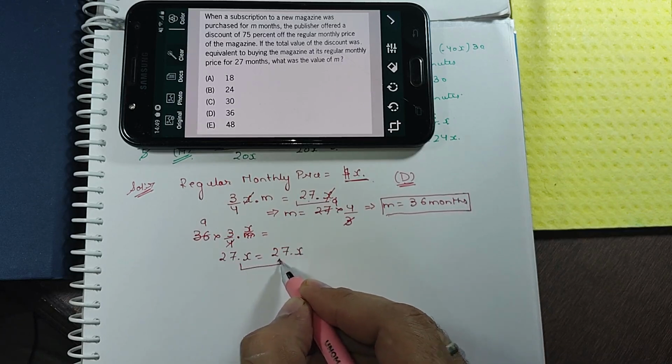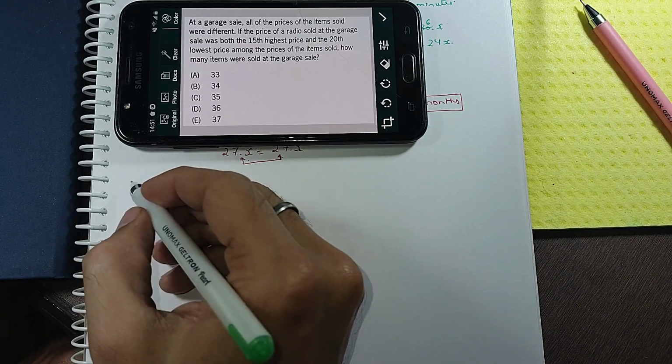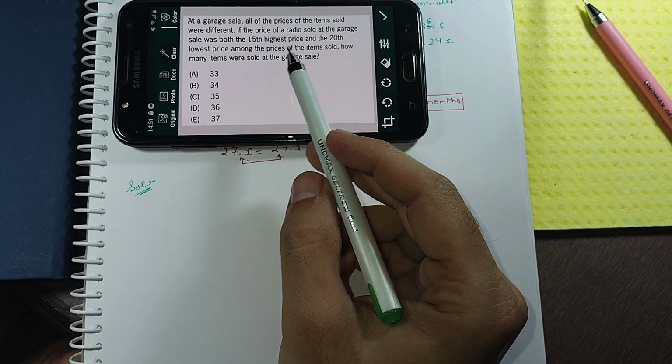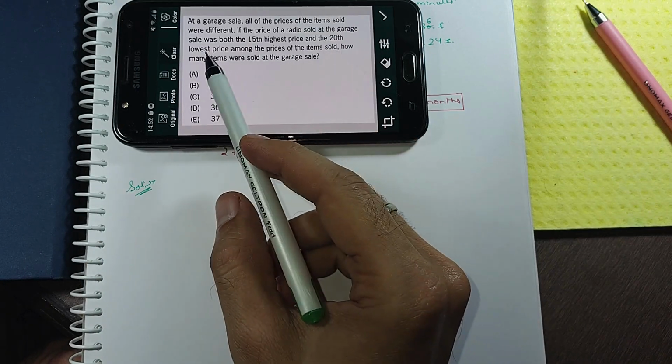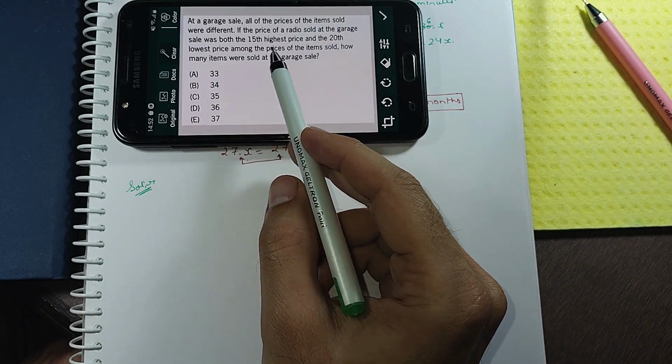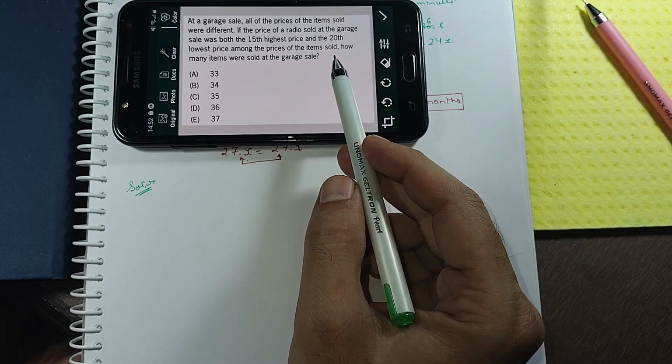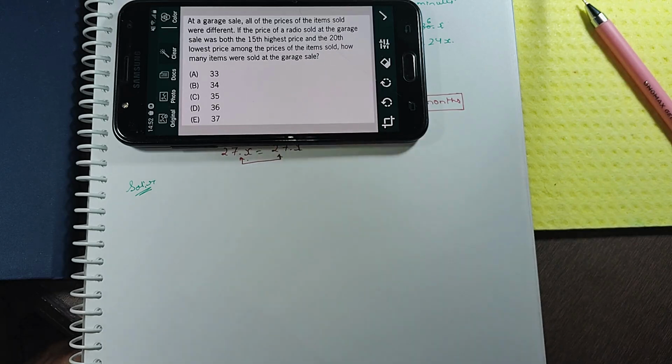So left hand side is equal to right hand side. At a garage sale, all of the prices of the items sold were different. If the price of a radio sold at the garage sale was both the 15th highest price and the 20th lowest price among the prices of items sold, how many items were sold at the garage sale?